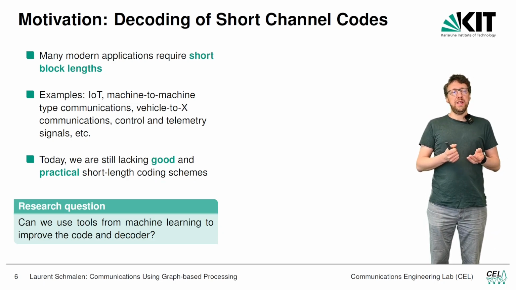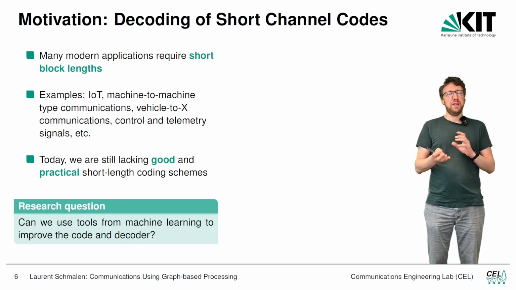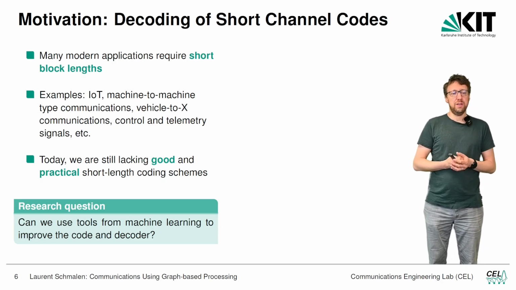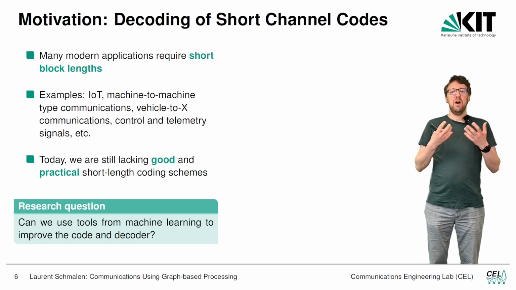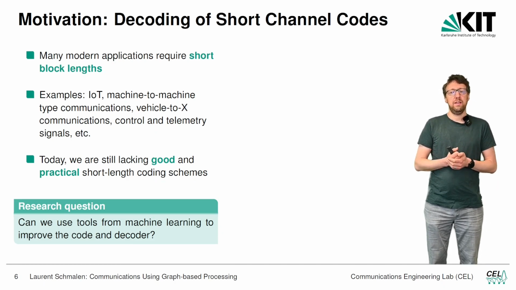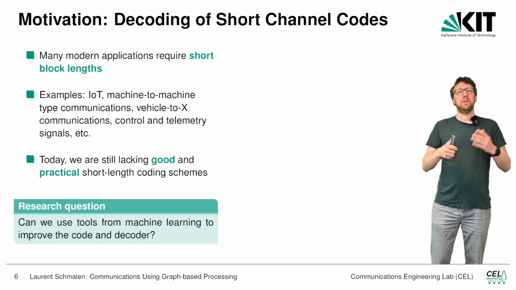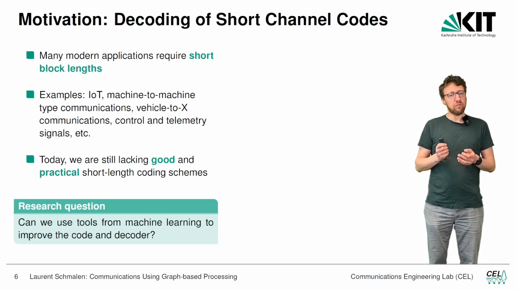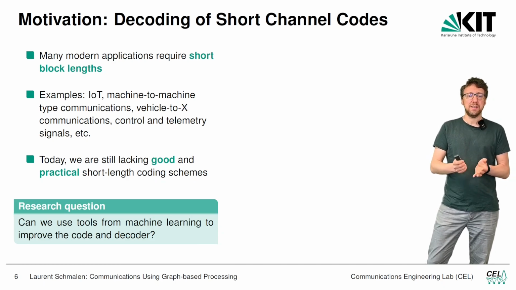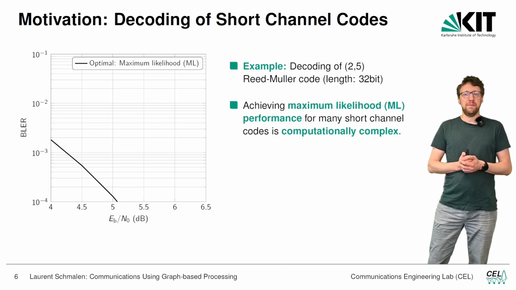Unfortunately, for those applications, we lack good and practical short channel coding schemes. We have a couple of schemes, but they are not particularly good or not particularly efficient. So we need to work on finding channel codes that can be decoded efficiently in this regime of short block lengths. The question is, can we use tools from machine learning to improve both the code but also the decoder? Of course, the answer, as you can guess, is yes. Otherwise, it wouldn't be in this presentation. So let's take a deeper look at this.